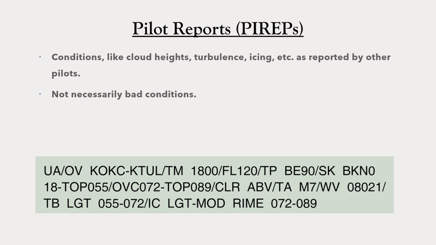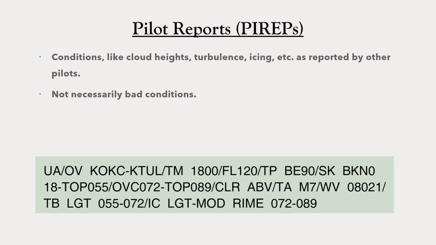TM is the time that the report was made. FL is the altitude at which the report was made, and FL is short for flight level. The flight level indicates the altitude, instead of in feet, with the last couple digits of the altitude taken off.